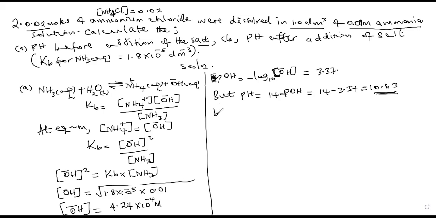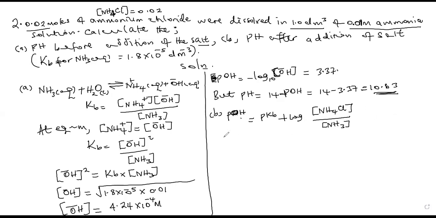Now, part B, after adding a base, you're adding an ammonium salt to ammonia solution. So you're constituting an alkaline buffer or a basic buffer. Therefore, there we shall use our formula because it is already a buffer solution. So we shall say pOH, since it is a base, equals pKb plus logarithm to base 10 of ammonium chloride, which is our salt, out of the concentration of ammonia solution.